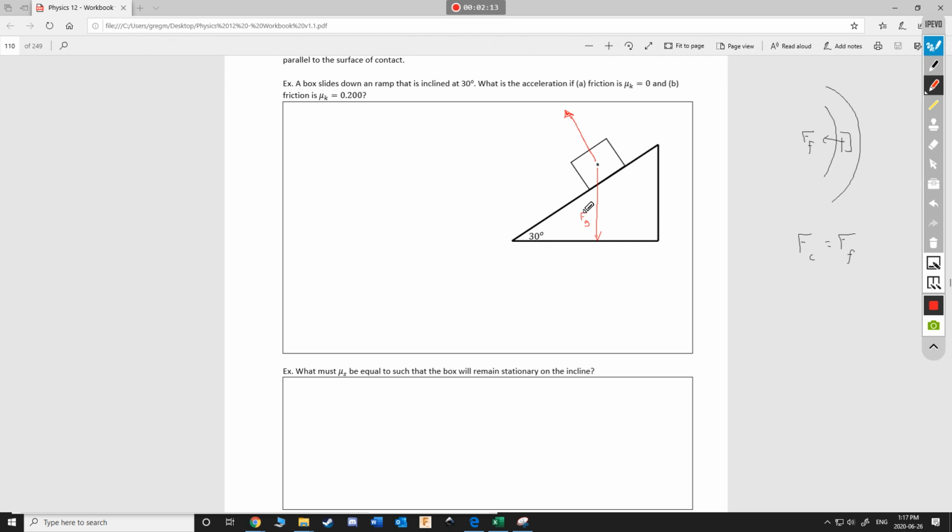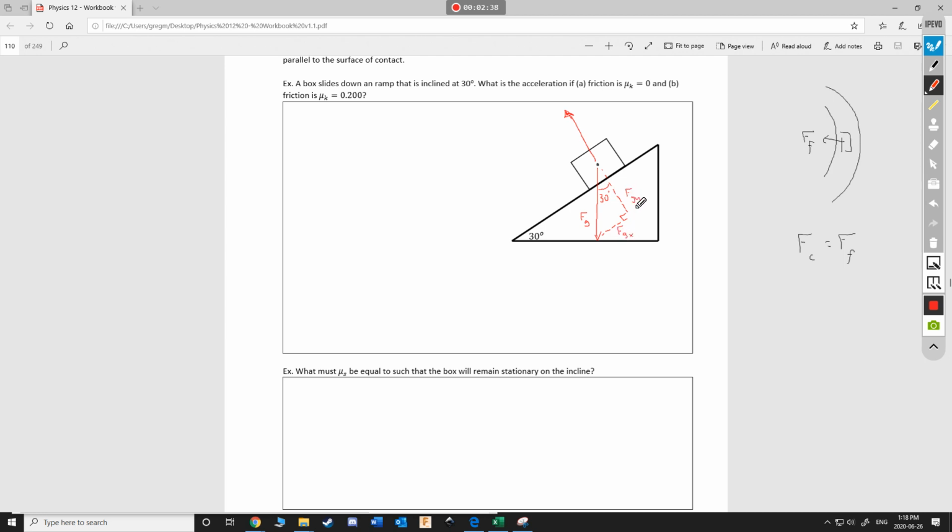Since these are the only two forces acting on it, what we can see is that if we draw a triangle, force of gravity has to be the hypotenuse itself. A component of gravity cannot be bigger, so I'm going to draw a triangle like so, where this is 90 degrees. We do a little geometry. This is 30 degrees right here. We find out this is FGX and FGY.